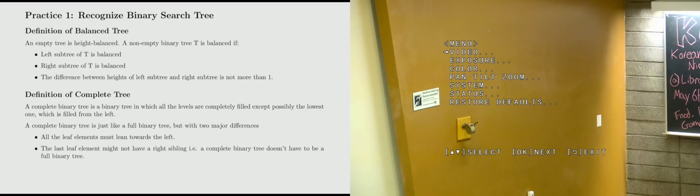First of all, an empty tree is height balanced. So it's already balanced. A non-empty binary tree T is balanced if, first of all, the left subtree of T is balanced, and the right subtree of T is balanced, and the difference between the heights of the left subtree and right subtree is not more than 1. So we can apply this idea recursively. The third one is the core idea, right? The difference between the height of the left subtree and right subtree is not more than 1.